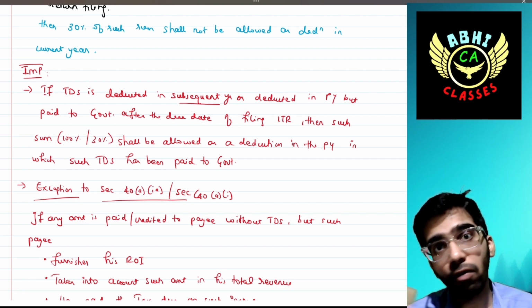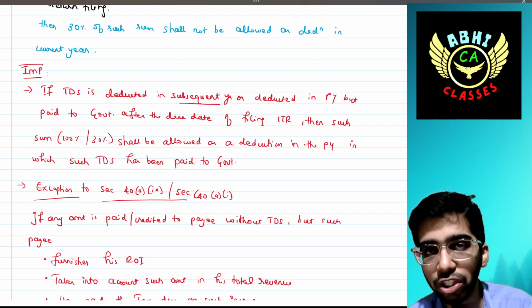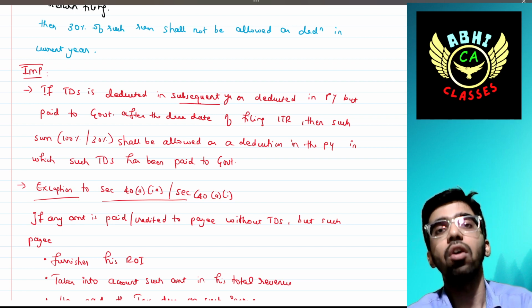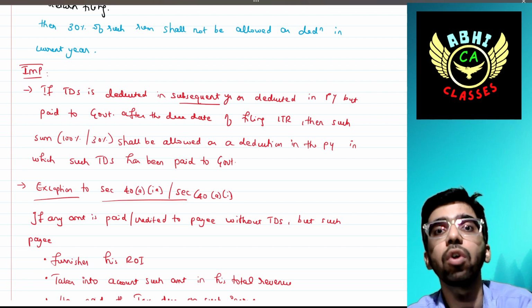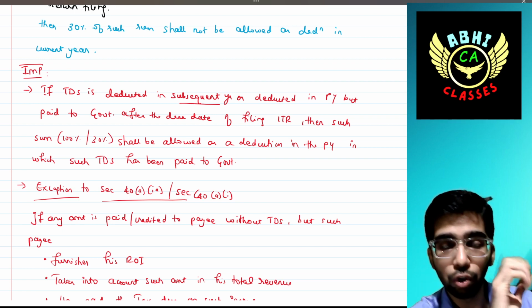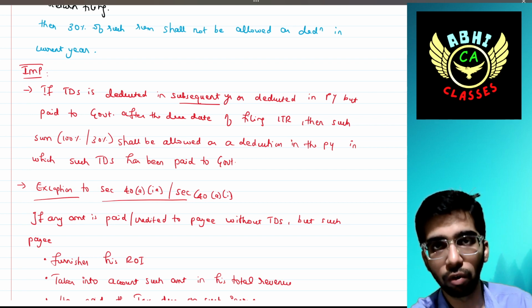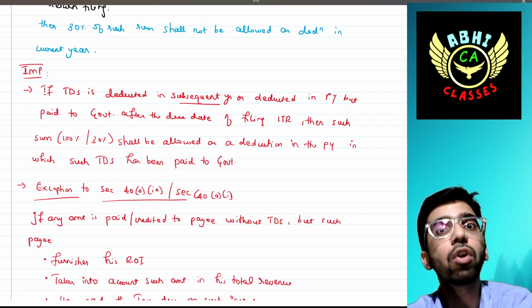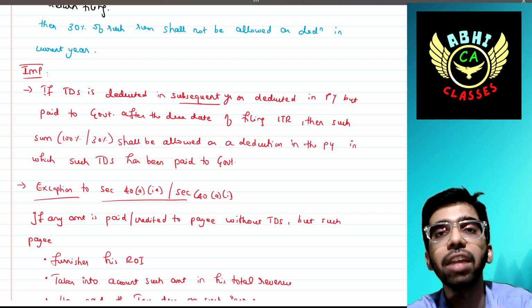That means in this case, after the due date, the deduction will be allowed in the year of payment, that is in the year 24-25. Okay, it should be disallowed in 23-24. It will be allowed in 24-25. So it is considered a temporary difference.